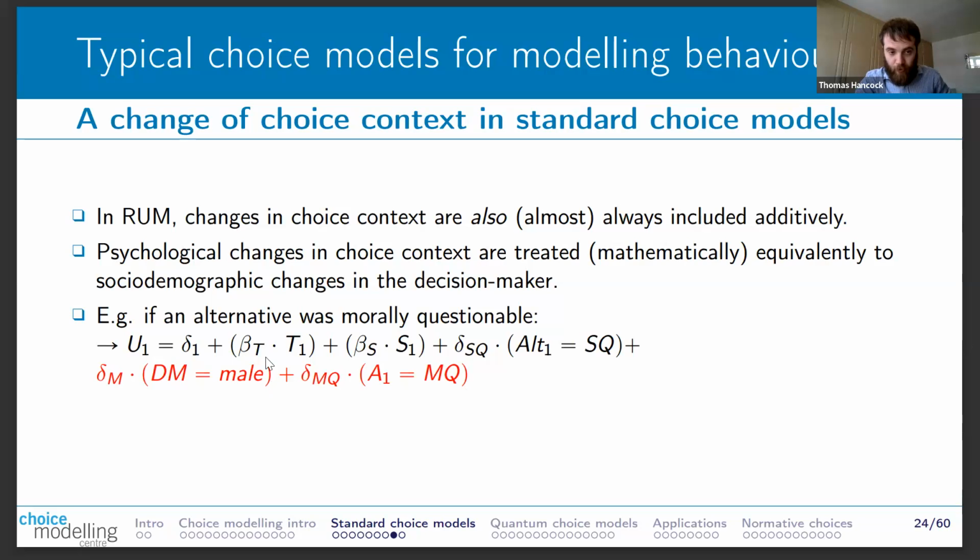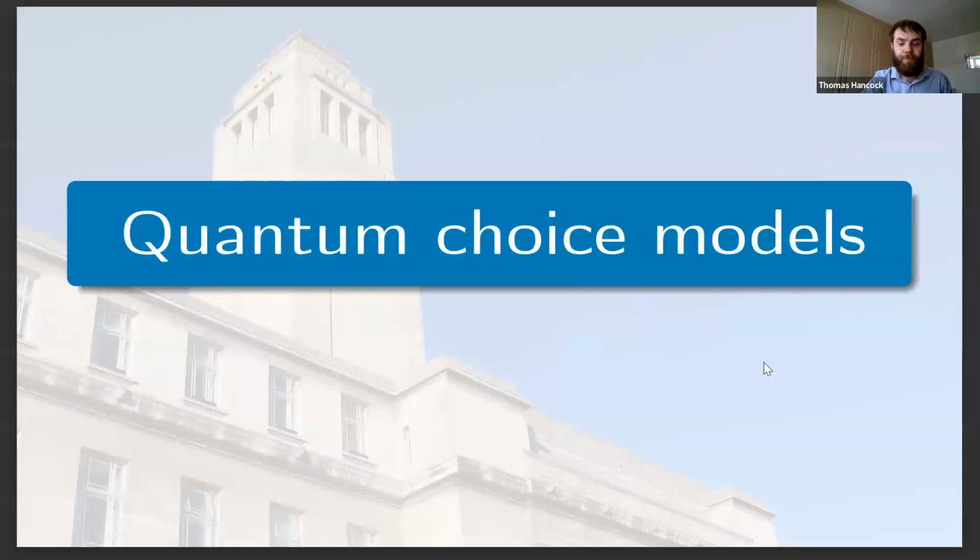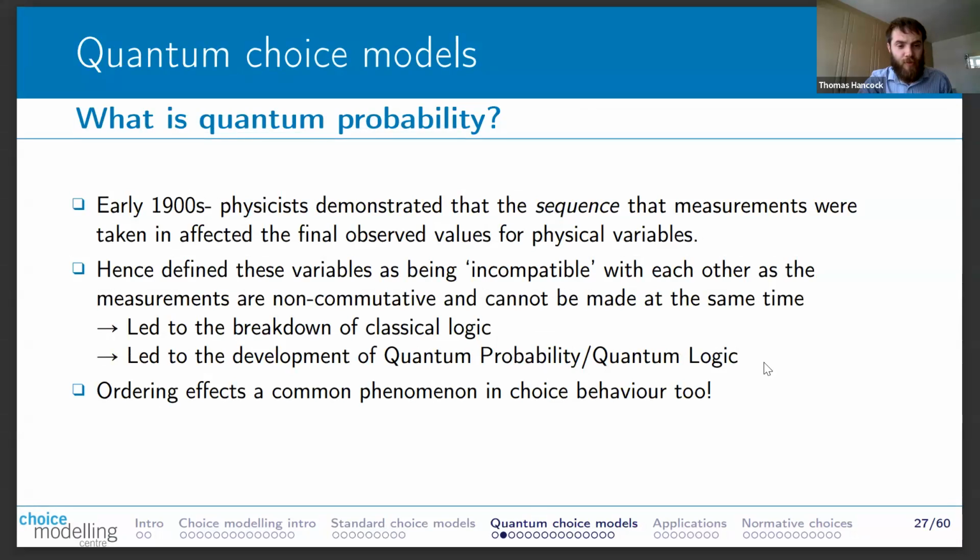So there are reasons we might not want to use this standard model, and reasons we might want to move away from it, which is how we came to quantum choice models. There's recently been a shift towards the idea that individuals may think differently, and there's additional complexity in how we make decisions, and that maybe standard models are just too simple to represent this. So there have been all sorts of attempts in light of this: attribute non-attendance, regret minimization, use of heuristics, for example. But we thought we'd try something a little bit more different by using quantum choice models. So, quantum choice models: firstly, what's quantum probability?